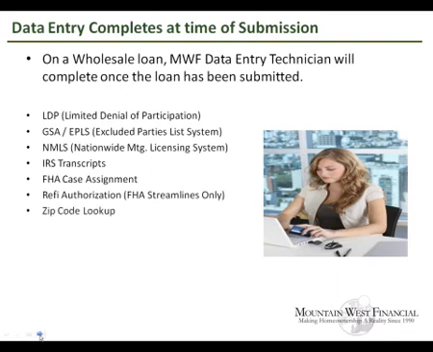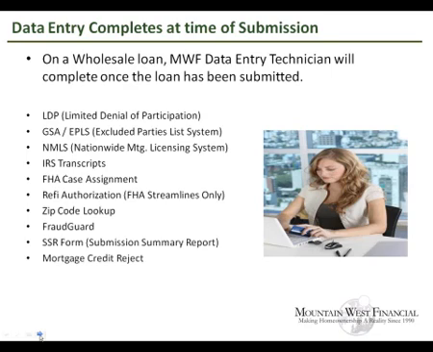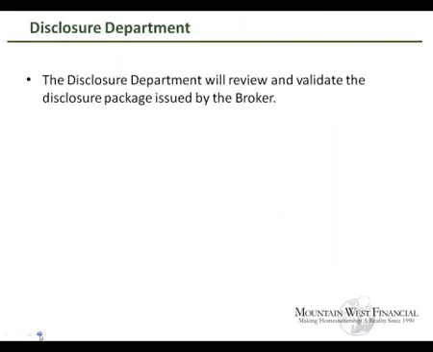They'll run a zip code lookup. They'll run fraud guard. They'll order an SSI form. They'll pull a mortgage credit reject. They'll also pull tax rolls. They'll order a flood search. And then they also process the SS89 forms. So our data entry actually does a lot of functions before the loan even goes to underwriting. Now, once the file hits the data entry department and those functions are completed, then the file moves on to our disclosure department.